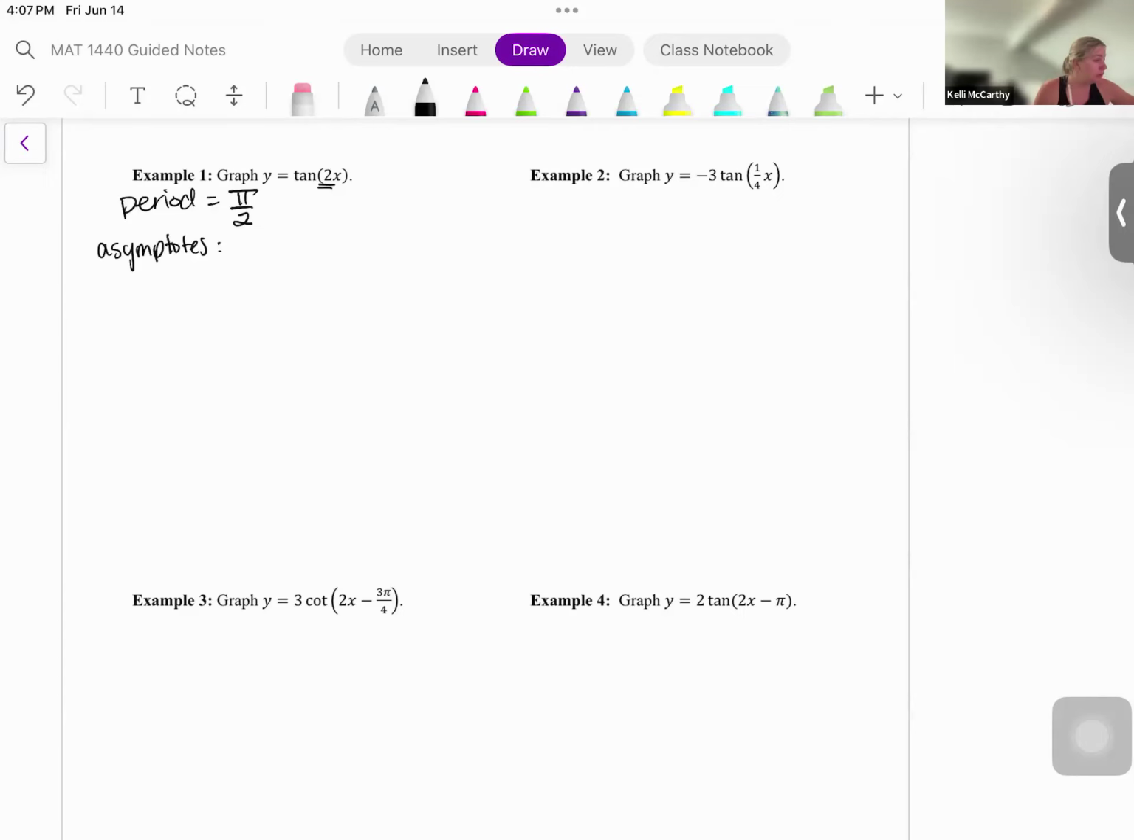To find our asymptotes, we're going to take our argument and set it equal to pi over 2 in this case. So our argument is 2x. We're going to set this equal to pi over 2. And again, the reason we are setting it equal to pi over 2 is because we're dealing with tangent. When we see an example of cotangent, we're going to shift that and set it equal to either 0 or pi to find an asymptote. Dividing both sides by 2, we've got our first asymptote at x equals pi over 4.